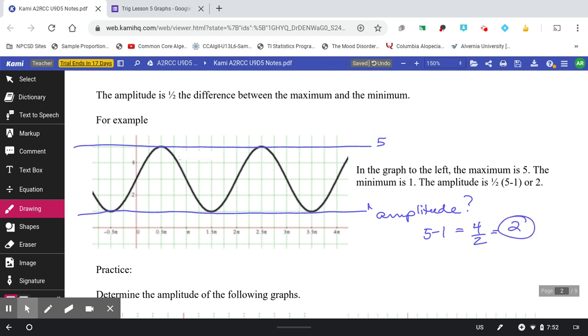So I know that part of my equation is going to start with a 2. And then we're going to have the trig function, which in this case, it's the sine. And I'm going to show you how to figure that out later. And there's also going to be some other shenanigans going on here, which we're going to learn about. So go ahead and do the practice now.